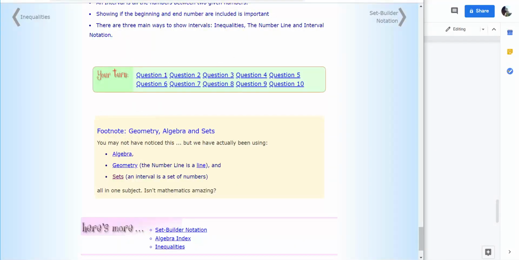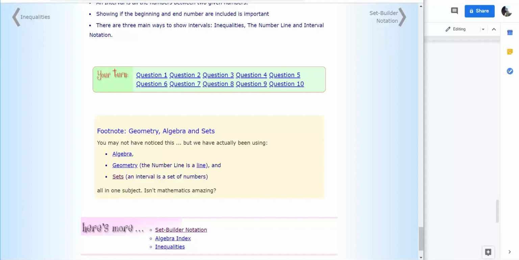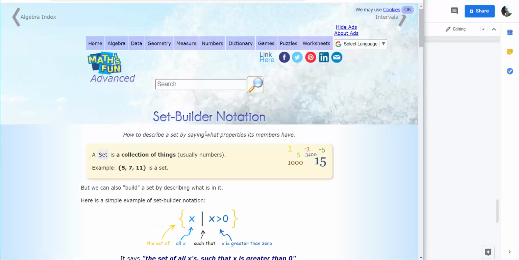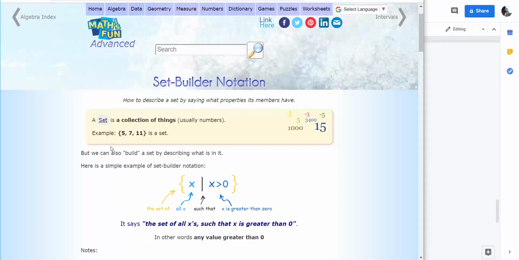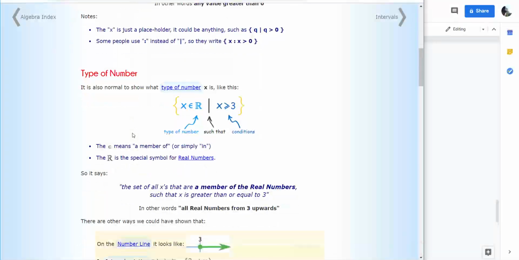What else? Interval set builder notation. It should be only notations. A set is a collection of things, such that. Oh, okay, this is really interesting.